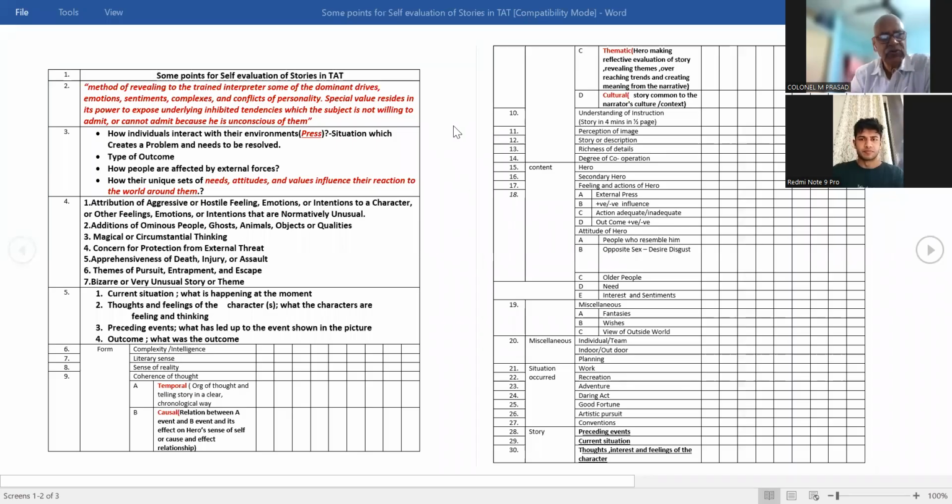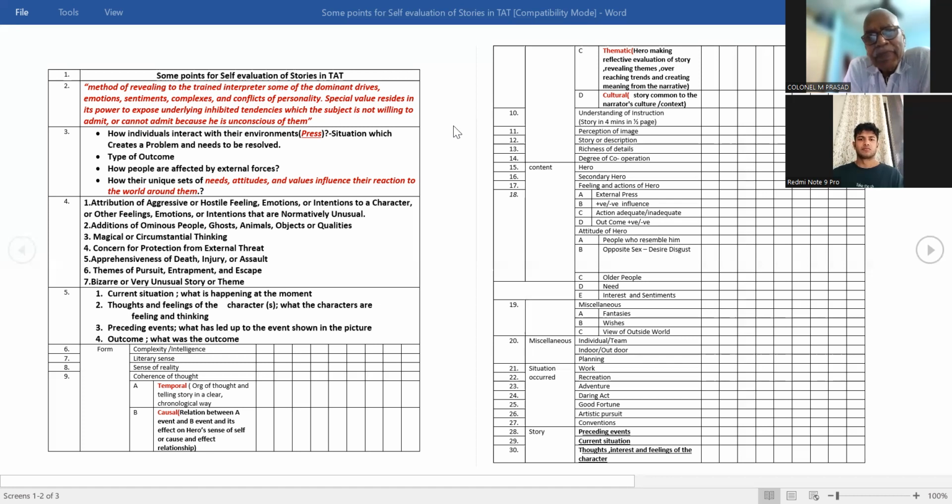Before we proceed discussing your story that you have written, we must really understand what the TAT expects, what it evaluates. As you said, it was given by Murray. He said it is a method of revealing to a trained interpreter some of the dominant drives, what moves you, emotions, sentiments, complexes, and conflicts of the personality. Its special value resides in its power to expose underlying inhibited tendencies which the subject is not willing to admit or cannot admit because he is unconscious of them.